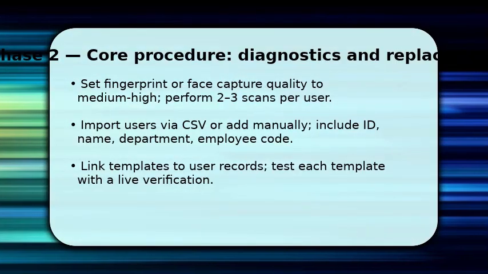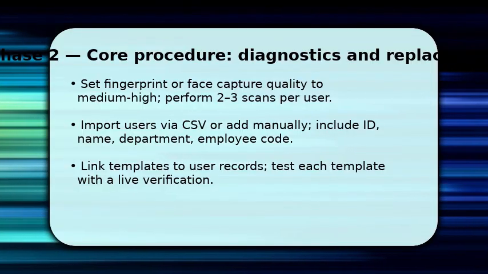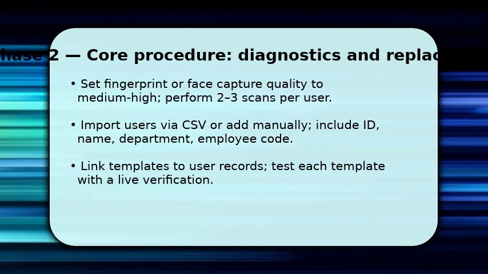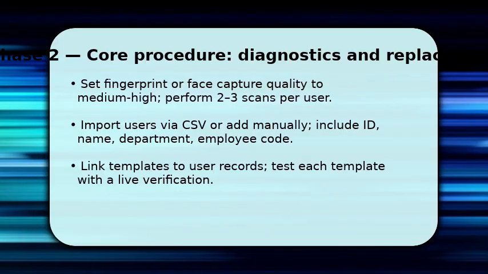You now enroll users and collect biometric templates. Set capture quality to medium-high and scan each finger or face 2-3 times to improve matching. Then import your employee list via CSV, mapping fields like ID, name, department, and employee code, or add users manually when needed. Once templates are linked to records, test verification for a sample group.